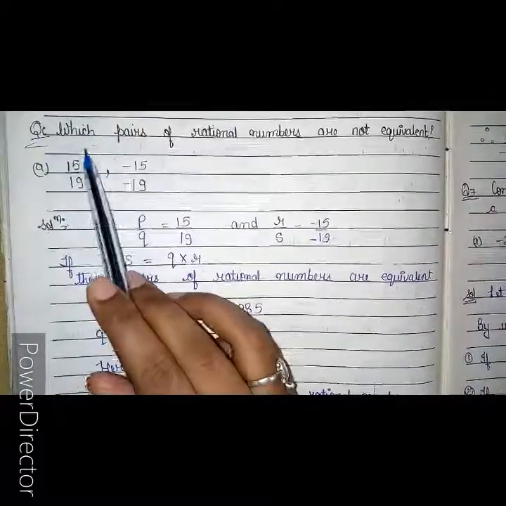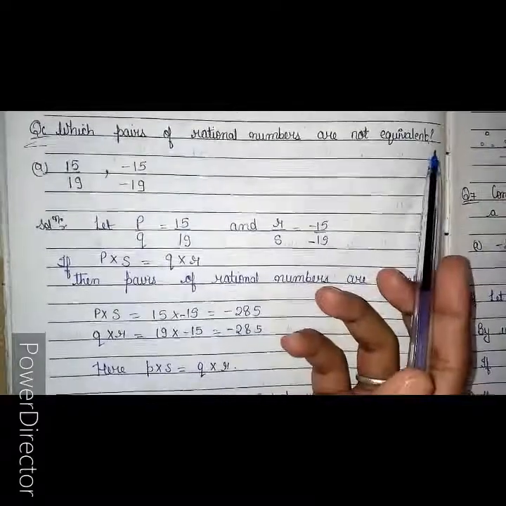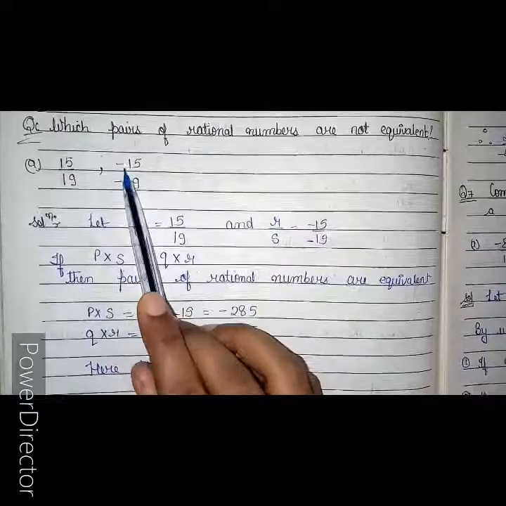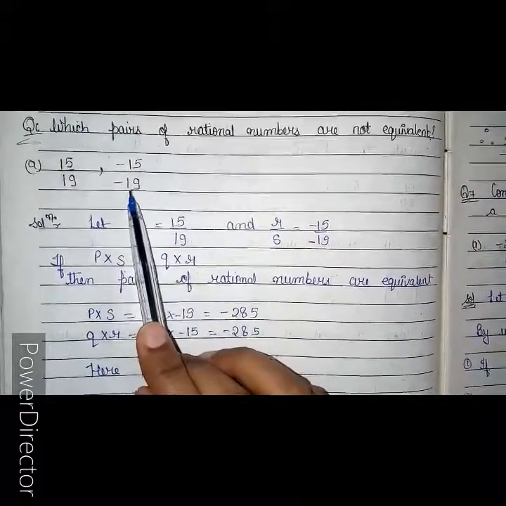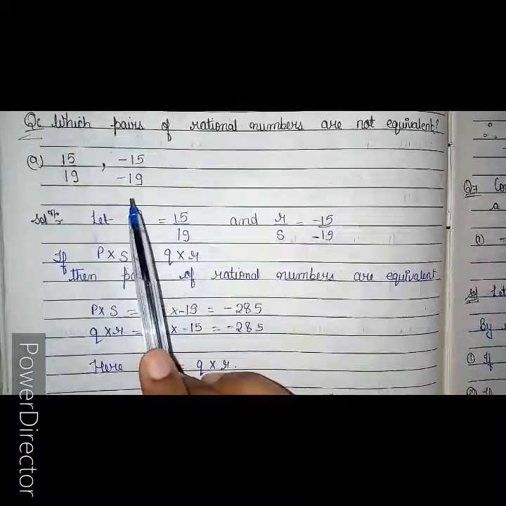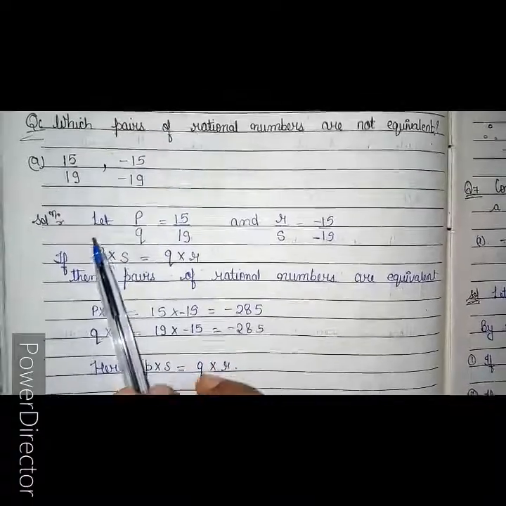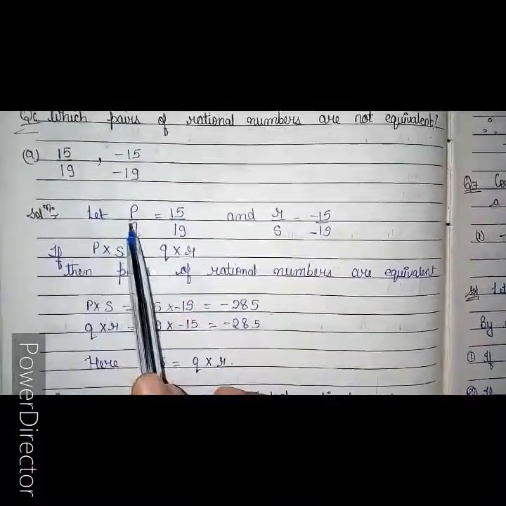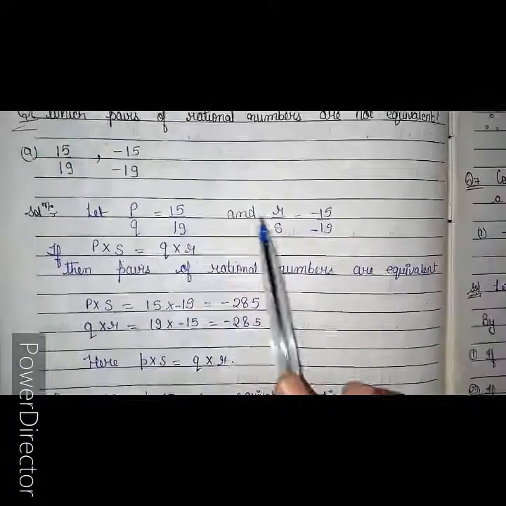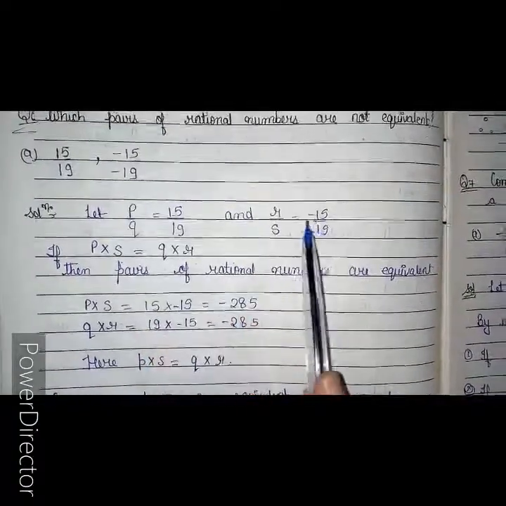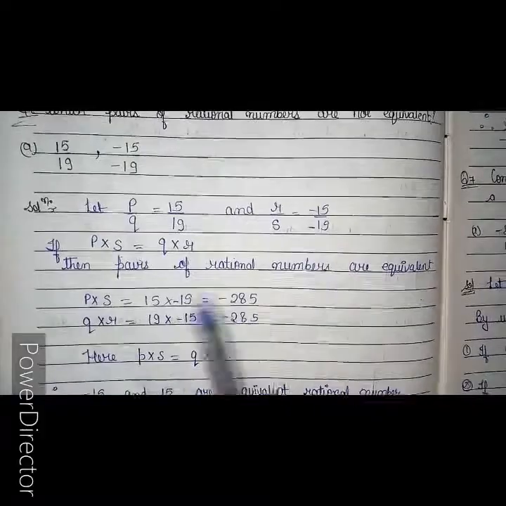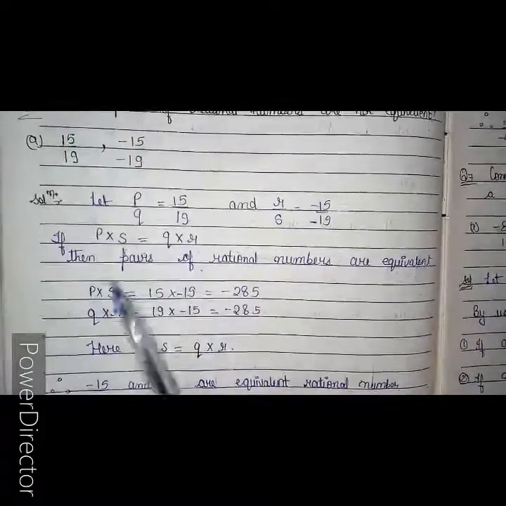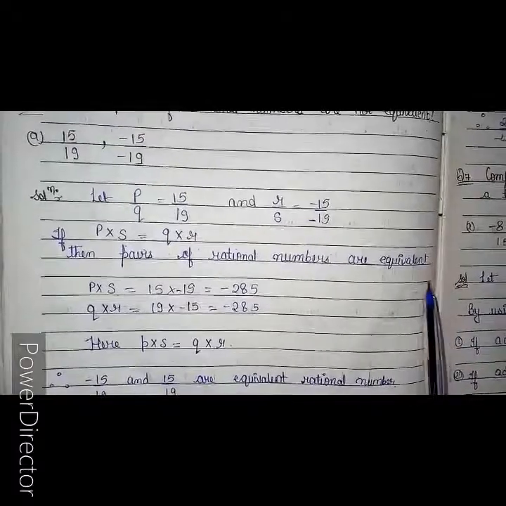Question 6. Which pairs of rational numbers are not equivalent? First pair is 15 upon 19 and minus 15 upon minus 19. To check if they are equal, we let the rational numbers equal P upon Q and R upon S equals minus 15 upon minus 19. If P multiplied by S equals Q multiplied by R, then the pairs of rational numbers are equivalent.